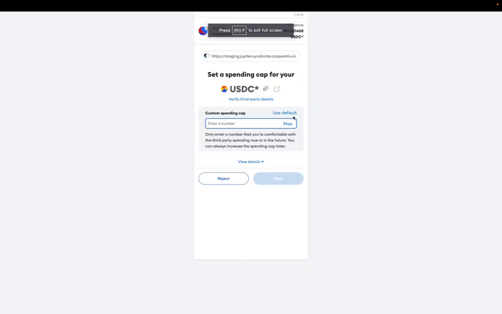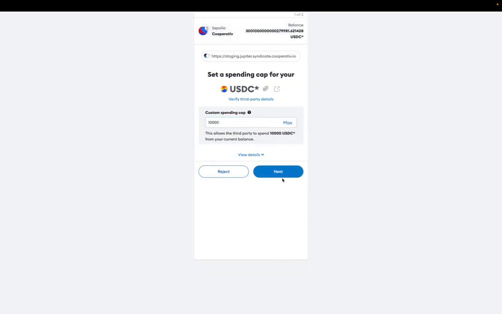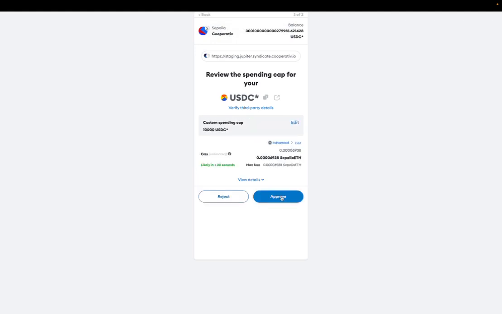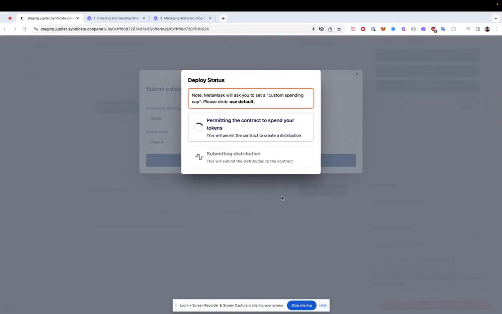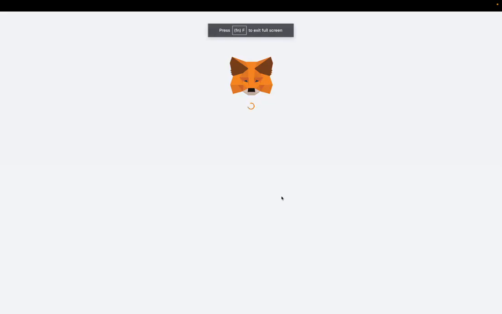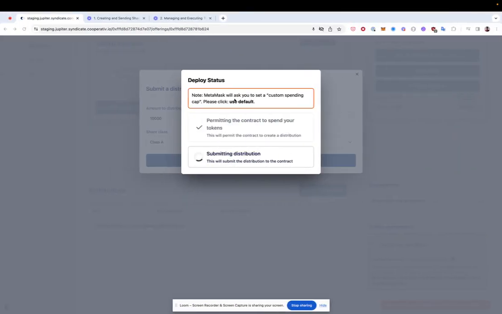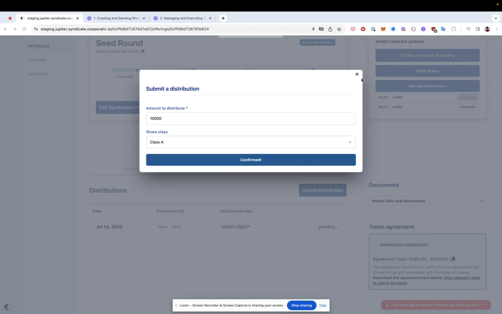Now, like we did in one of the trading examples, MetaMask has its own interface for approving allowances, right? We need to approve the allowance so that the smart contract has the ability to move money from our wallet. MetaMask makes that a little bit complicated, but we give some instructions here for how to deal with that. And so we've approved the allowance, and now we're submitting the distribution. Okay, so that's been distributed.